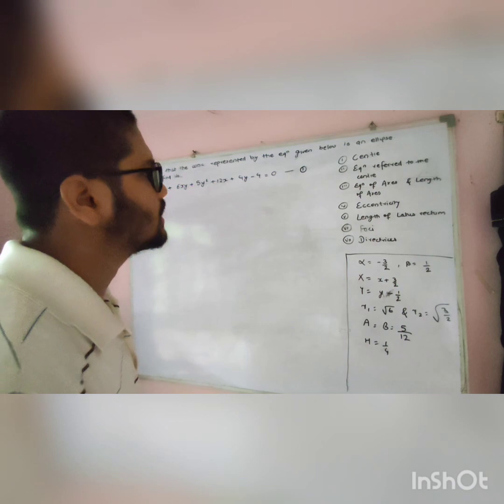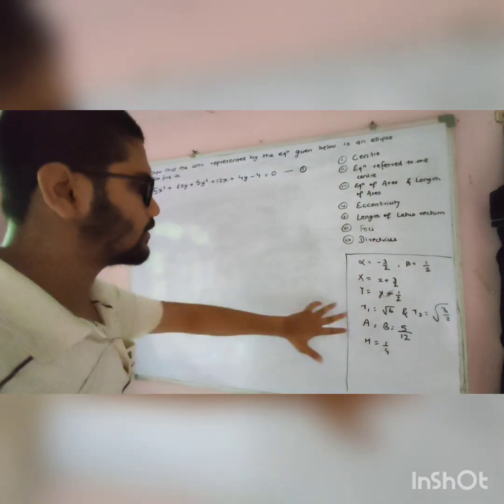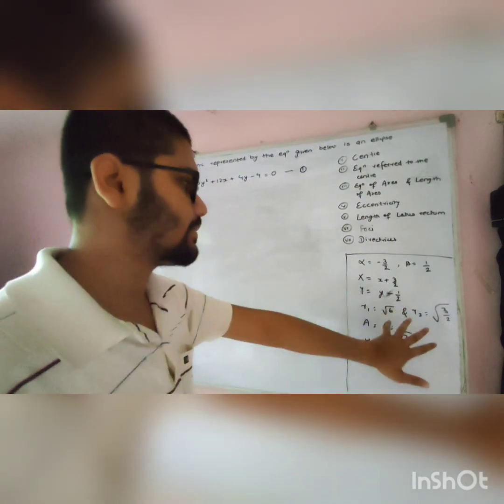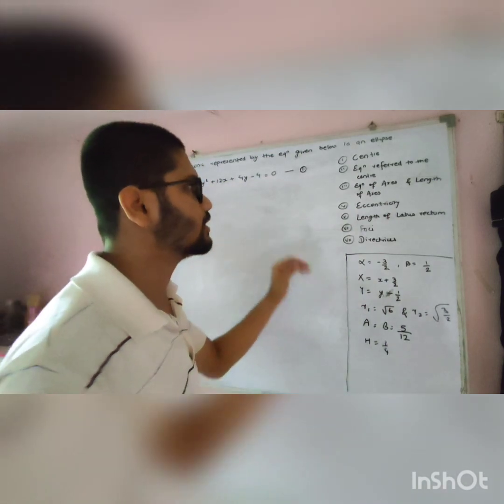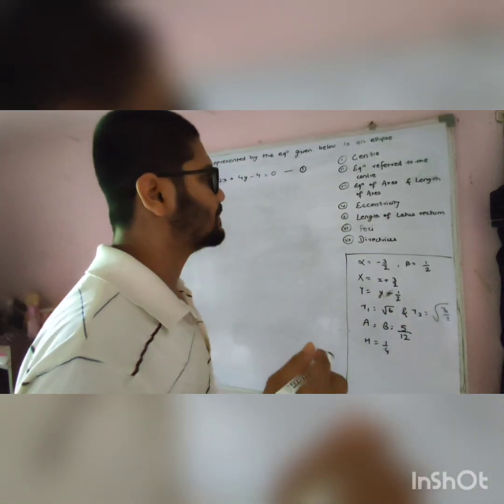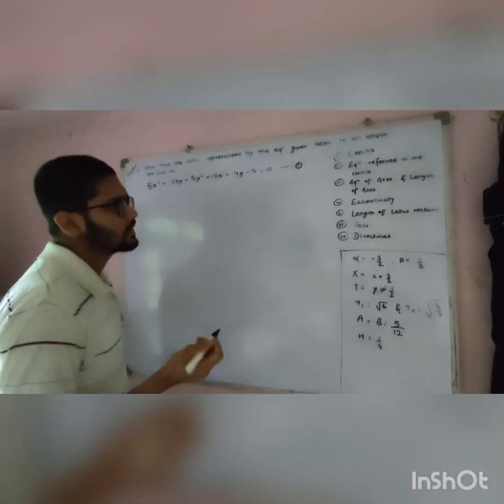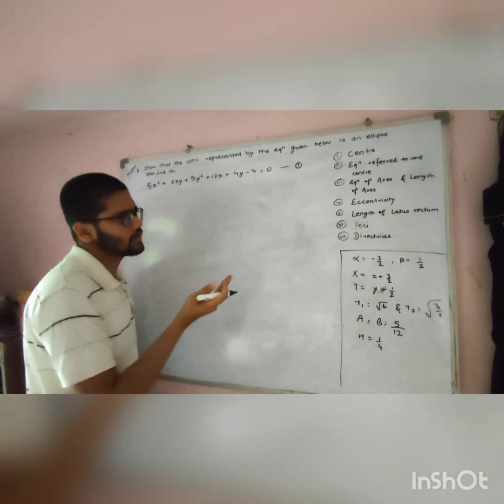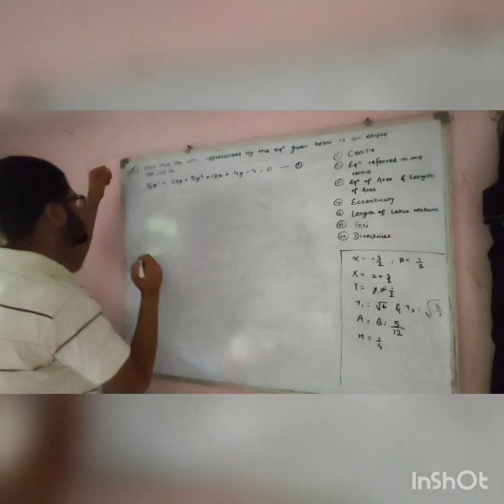So what do we have to find out? We find out the length of semi major and semi minor axis. If we multiply it by 2, then it will be the length of axis, that is major and minor axis. Now I'm going to find out the equation of major and minor axis.